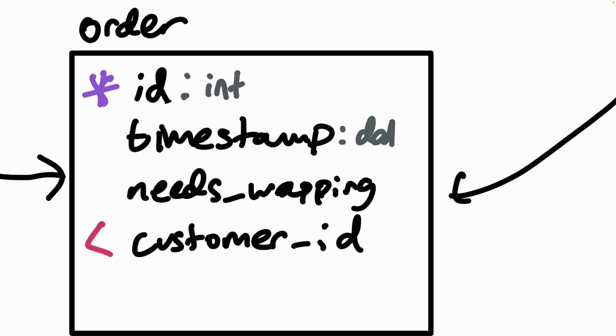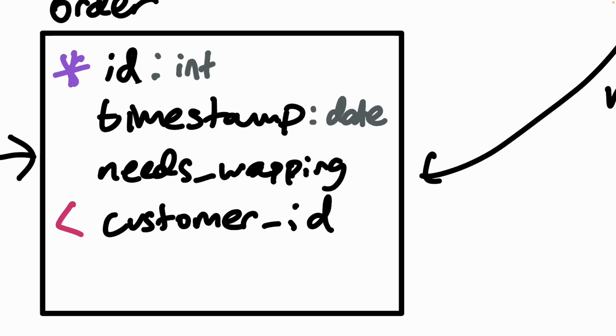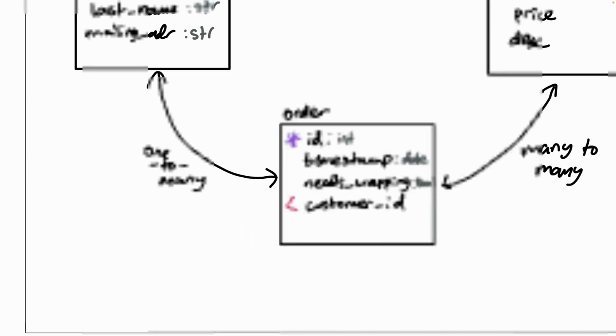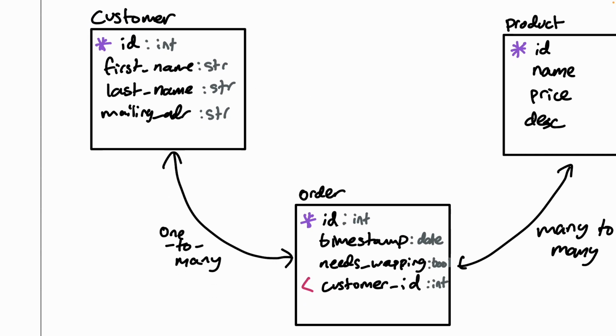Timestamp we can actually put as a date, and that would be valid. You could put date or string or something. Needs wrapping makes most sense to be a Boolean, and then customer ID is an int. Now remember, with foreign keys, because foreign keys point to primary keys, you want to make sure that the type that you specify here, for example the type in the foreign key, should be the same type as the primary key that it's pointing to.